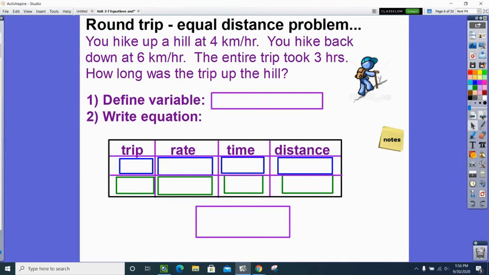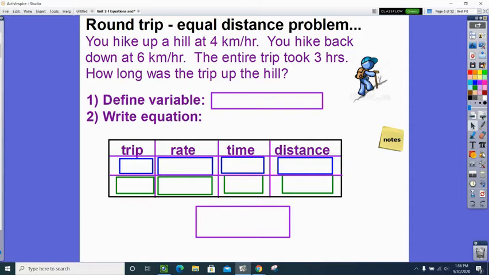Okay, so the second type of problem is what I call the round trip. I think the book calls it equal distance. I also call it the up and back because of this problem. So imagine you're going to go hike Lantern Hill. And as you're hiking, you go up the hill at 4 kilometers per hour and you look out at beautiful scenery, and then you come down and you're going 6 kilometers per hour.